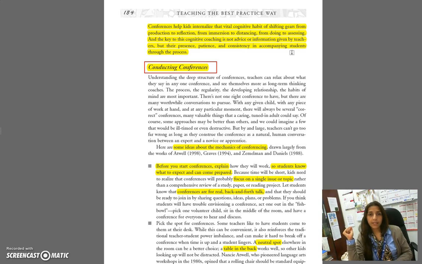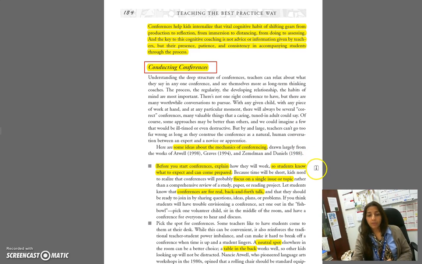Let's go on to the next topic in this article, conducting conferences. That is, how do you conduct conferences? There are certain basics which you need to understand as a teacher, which are the ways of conducting a conference. So we will talk about some mechanics of conferencing.